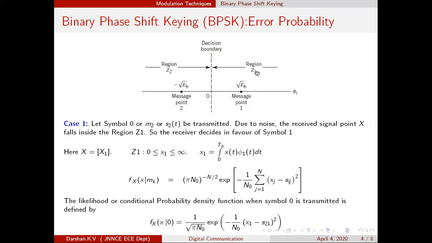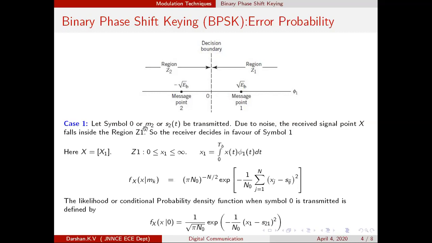So why has this happened? Because of the noise. Now what is the receiver telling? The receiver observes that the point fell in the region Z1. Therefore, which message has been transmitted? Message 1 might be transmitted. This is the result given by the receiver. So this decision is erroneous. So I explain the erroneous decision again.